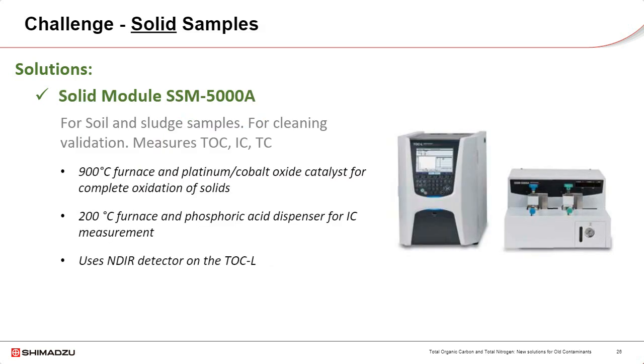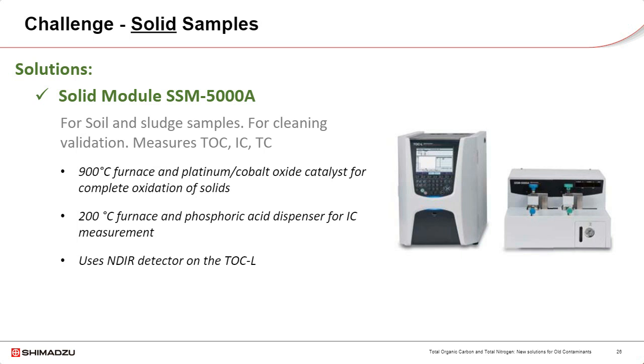Now, we can also handle solid samples. For measuring solid samples, even samples that are too thick or viscous for the TOCL, we offer the SSM 5000A solid sample module. This is an optional accessory, and it uses a much hotter furnace at 900 degrees C for combustion of solid samples.